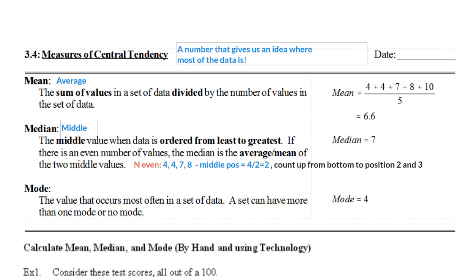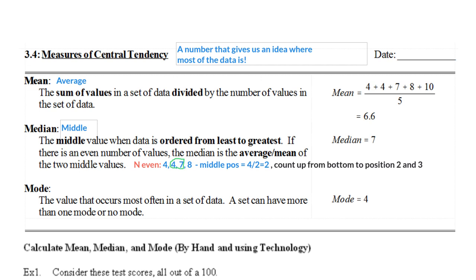Now, suppose that n was even. So we have this list, 4, 4, 7, and 8. The middle position is 4, the size of the list, divided by 2, which gives us 2. So what we do is we count up from the bottom of the list. I count up 1, 2, and I use positions 2 and 3 as the average. So literally, I'm focusing on these two numbers, and I'm going to average them. 4 plus 7 is 11, divided by 2. So the median in that case would be 5.5.